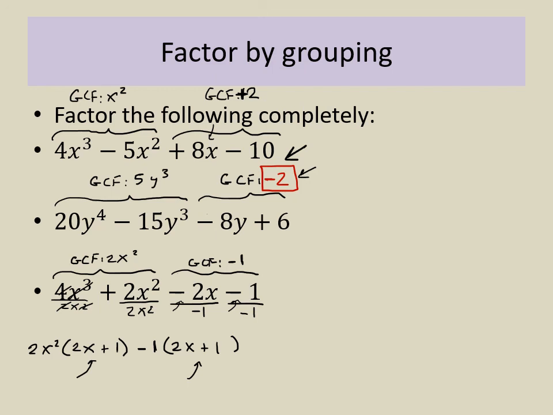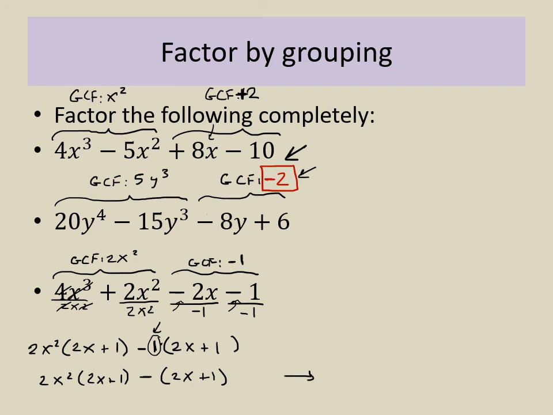Now please be aware that you don't have to write this one. 1 times anything is itself. Okay, so that's why we say that it's factoring a -1 or just simply factoring a negative. This can be written as -2x plus 1. That's the same thing. Okay, that is exactly the same thing. We don't have to write -1 times that.